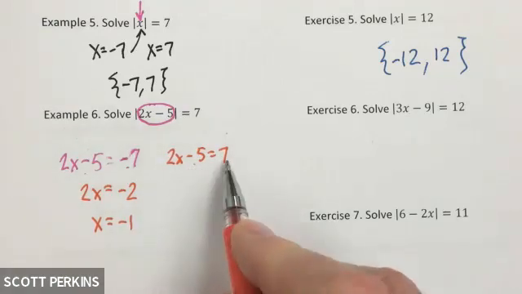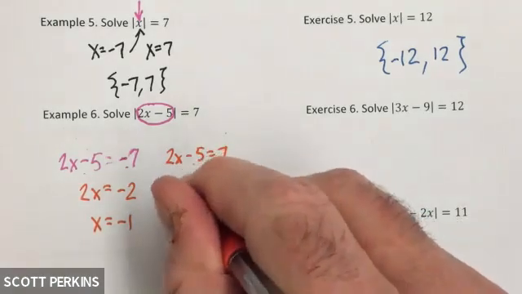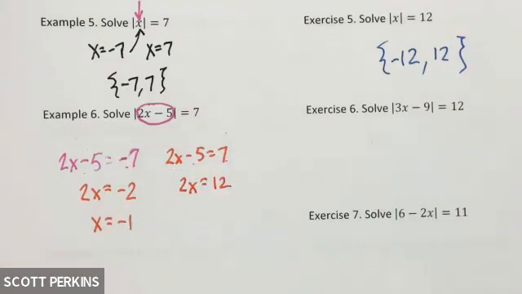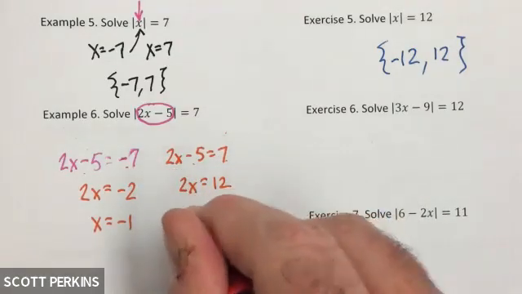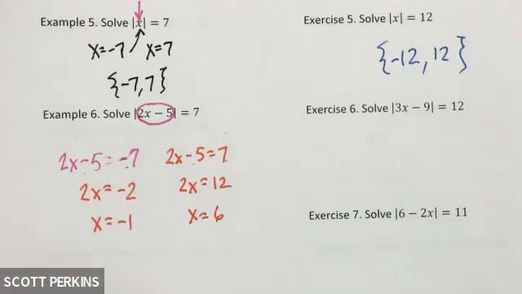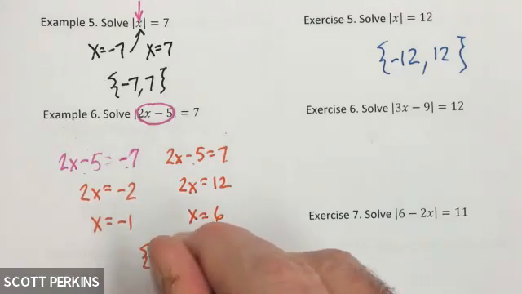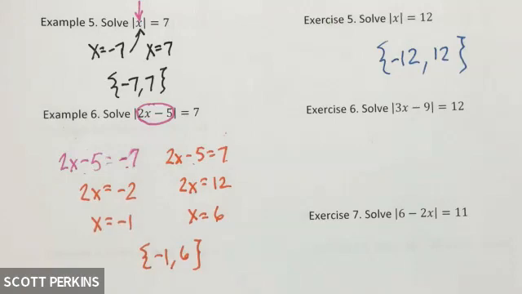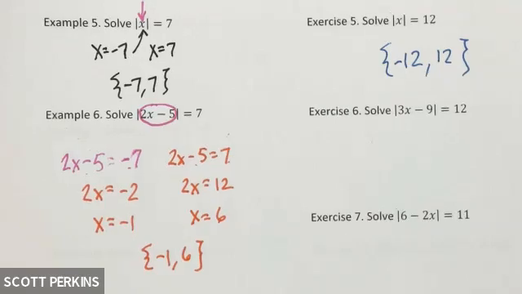For the other one, I add 5 to both sides, and I get 2x is equal to 12. Divide both sides by 2, and I get x is 6. So my solution set is -1 and 6. Does anyone have a question, comment, or concern about how I got 2 solutions and what they are? Okay, well, then we're going to move on.